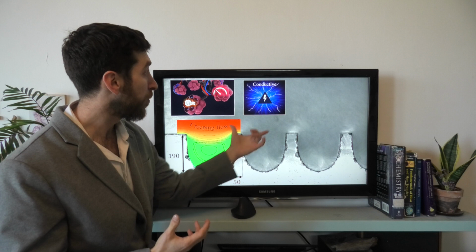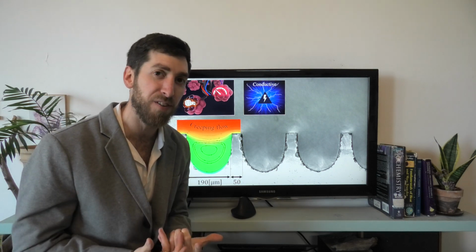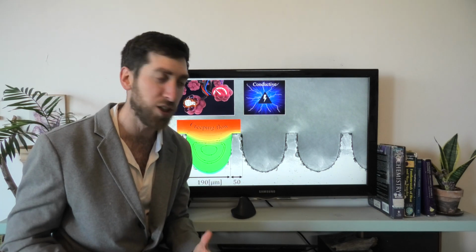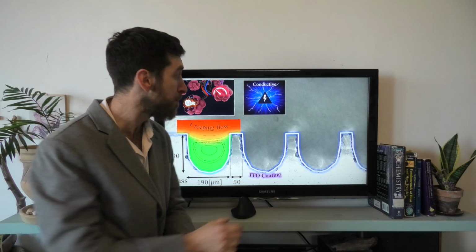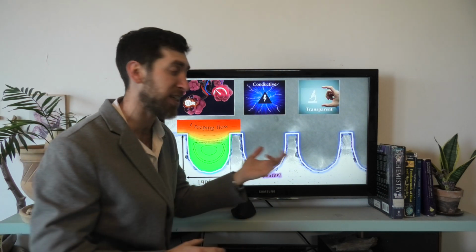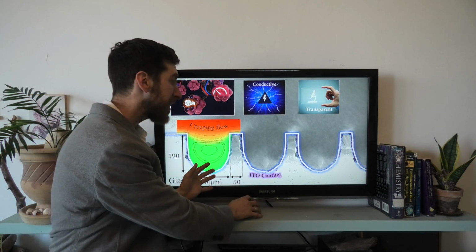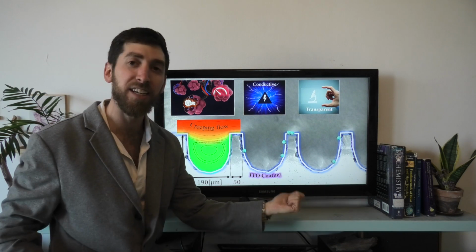And third, we need to take care of the conductivity effect. So using atomic layer deposition, we coated the glass with ITO. And thanks to the fact that both ITO and the glass are transparent, we can observe what happens to the particles while getting into the lungs.